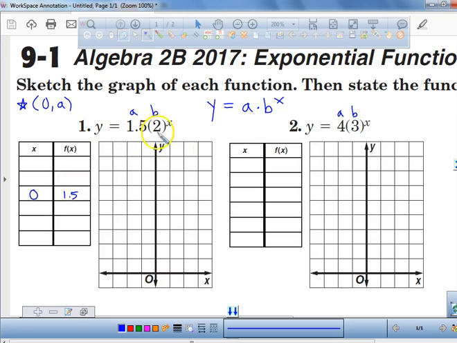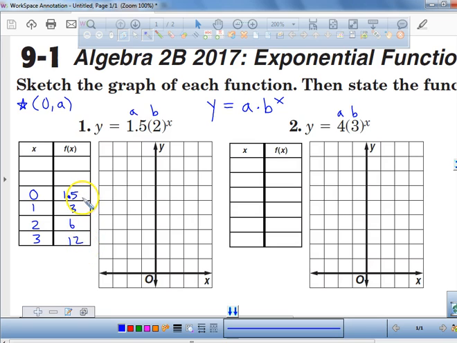The number 2, do you think that's a growth or a decay? That is a growth. It's a growth factor by a factor of 2. Now check this out. If x goes up 1, what's double 1.5? 3. What's double 3? So everything's growing by a factor of 2 every single time.